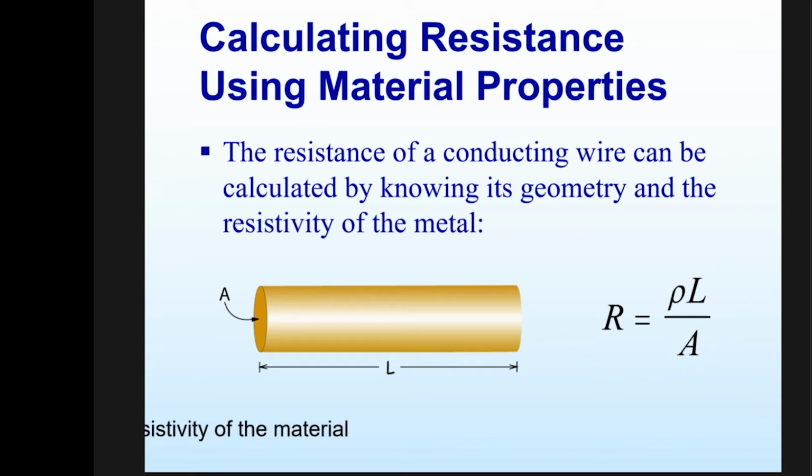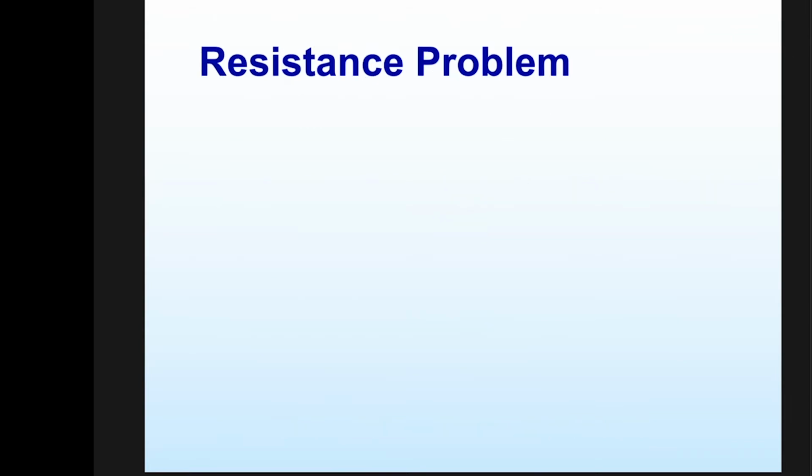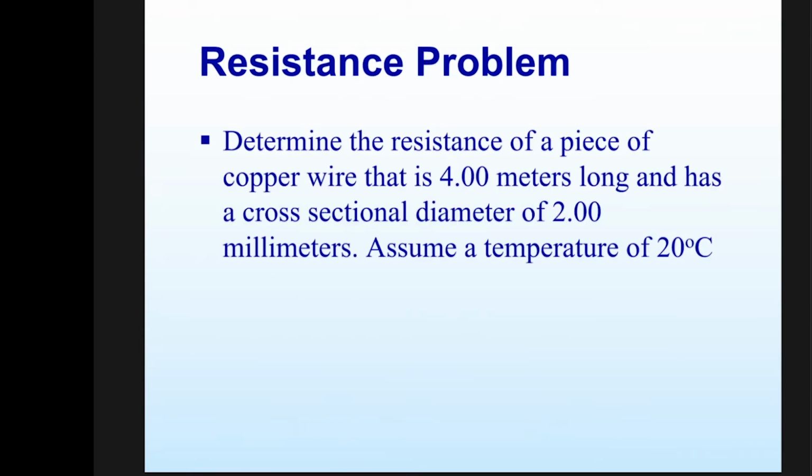It's kind of straightforward. Rho is the resistivity of the material. That's not P. That is a Greek symbol. It's rho. All right. So determine the resistance of a piece of copper wire that is 4 meters long and has a cross-sectional diameter of 2 millimeters. Assume a temperature of 20 degrees C.